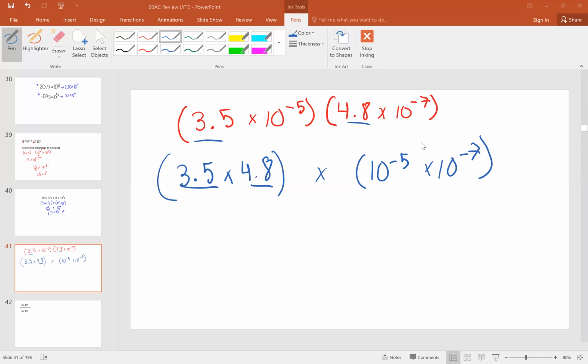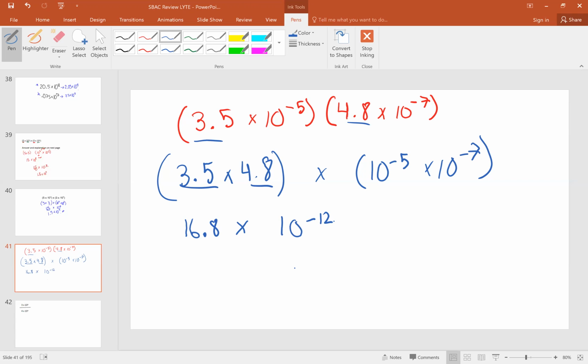I'll do 3.5 times 4.8, and that's going to equal 16.8. That's 16.8 times, now 10 to the negative 5th times 10 to the negative 7th. Well, I'm going to add my negatives together, right? And I'm going to get 10 to the power of negative 12.